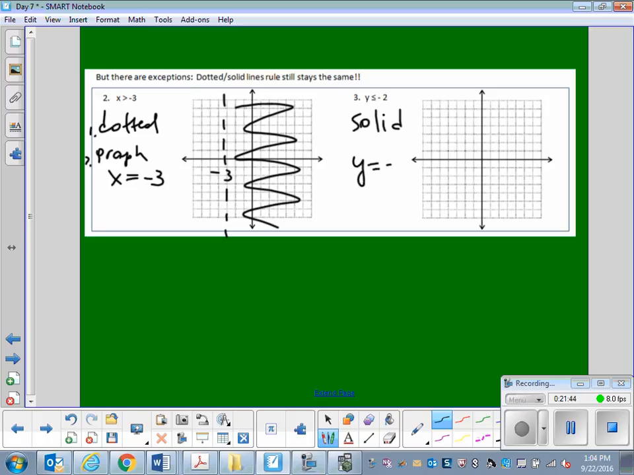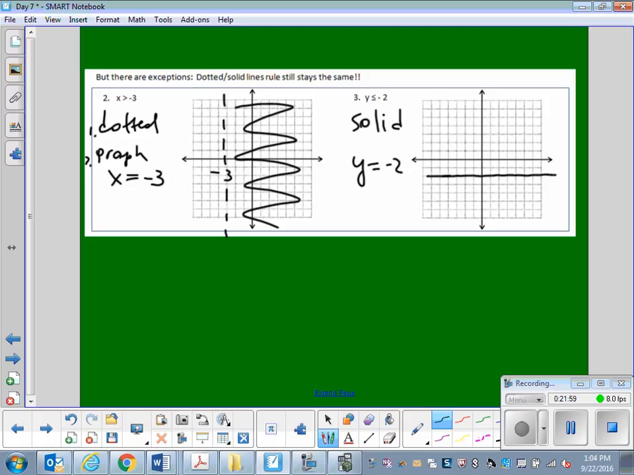Y equals minus 2. How do we graph it? Horizontal line goes through which? Negative 2, right? 0, negative 2. And this is a solid line. So this is my line.